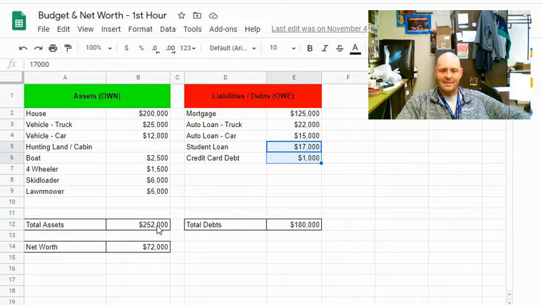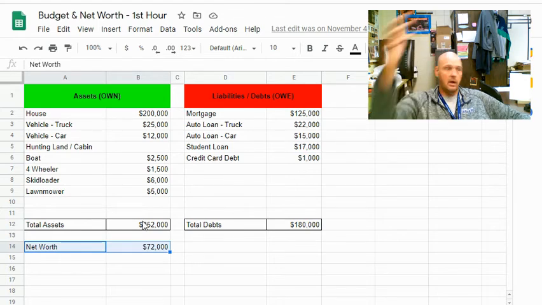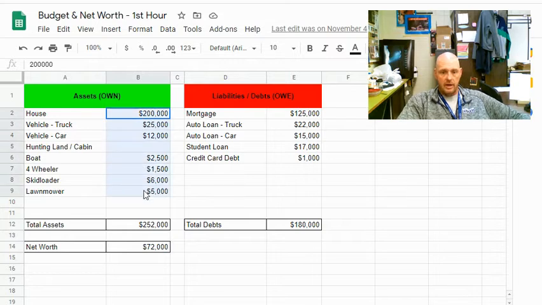If my total assets are bigger than my total debts, I have a positive net worth, meaning if Mr. Clem was to pass on and there wasn't anybody else in line to get my stuff, sell all my stuff, pay off all my debts, what's left to the beneficiary? Those are our personal financial statements.